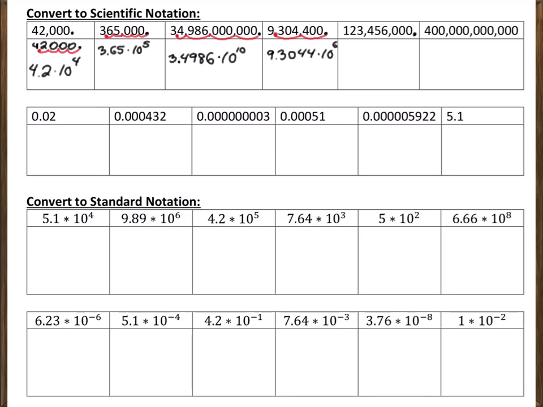So again, our decimal point is starting here, and it needs to land in between the 1 and the 2 in order to be in proper scientific notation. So we're going to move it over 1, 2, 3, 4, 5, 6, 7, 8 places.